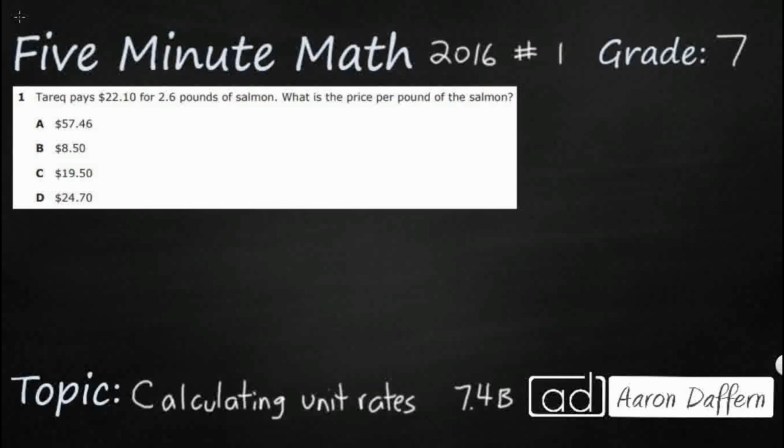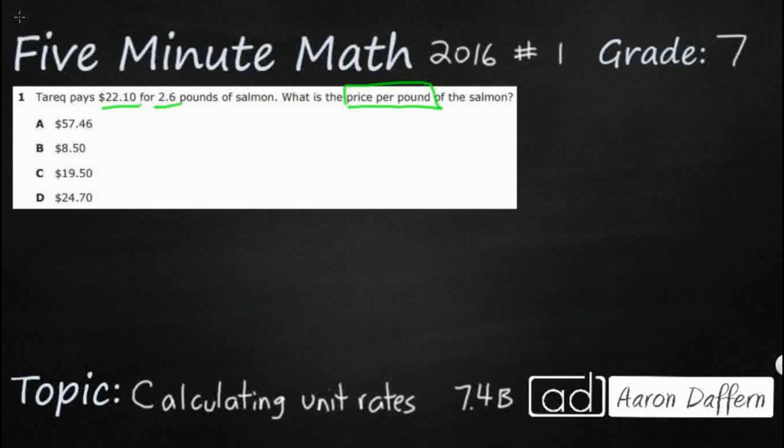So Tariq pays $22.10 for 2.6 pounds of salmon. So what is the price per pound? All right, so we're looking for the unit rate, the price per pound of salmon. And all we have are two numbers, 22.10 and then 2.6. So that doesn't give us much of a clue.